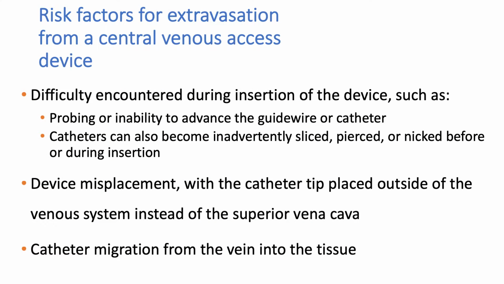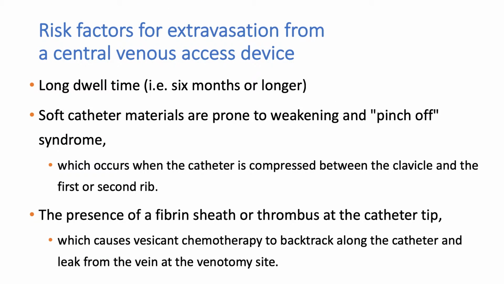And then what are the risk factors for extravasation from a central venous access device? Risk factors include difficulty encountered during the insertion of the device, such as probing or inability to advance the guide wire or catheter. Catheters can also become inadvertently sliced, pierced, or leaked before or during insertion. Device misplacement, with the catheter tip placed outside of the venous system instead of the superior vena cava. Catheter migration from the vein into the tissue. Long dwell time, six months or longer.